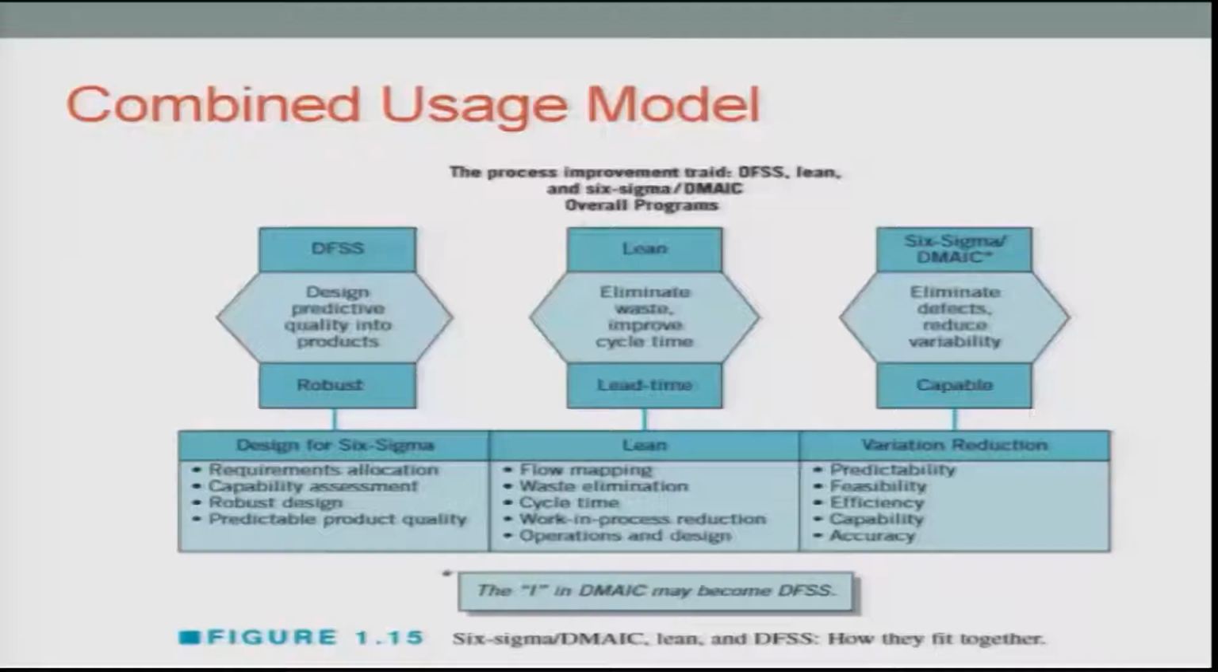The combined model should be lean, should have the concept of Six Sigma, and should also have the robustness and the reliability part. It should have a concept of lead time and capability. So, the design for Six Sigma is done in such a way that requirements allocations are done proportionally, capability assessments are done, and robust designs and reliable designs are done for the working of the overall system, which is basically delivering the product. The word product I am using in a very generic sense.